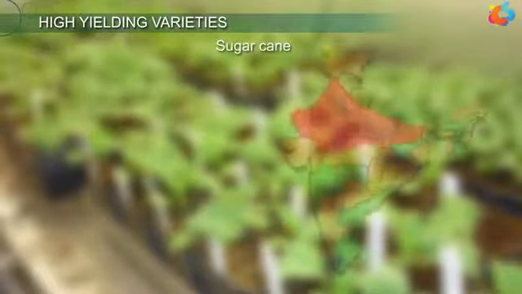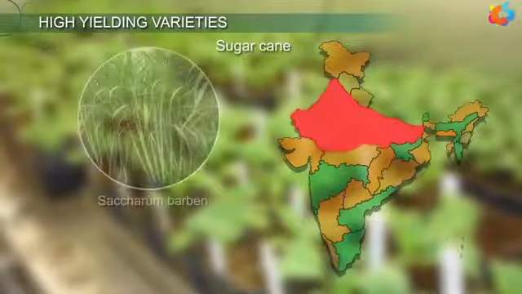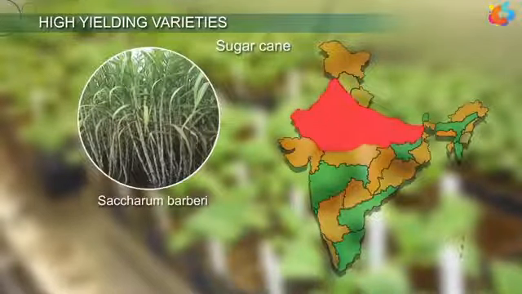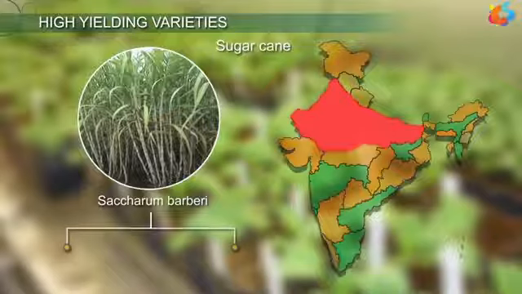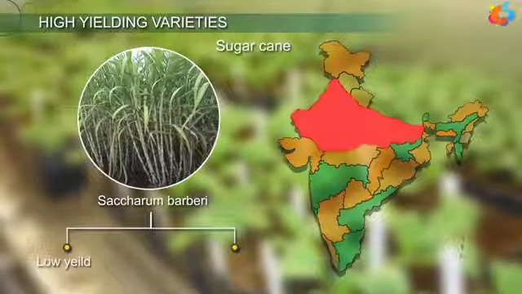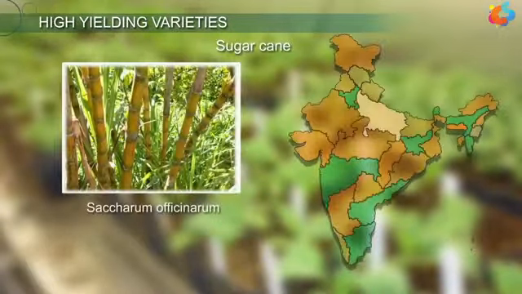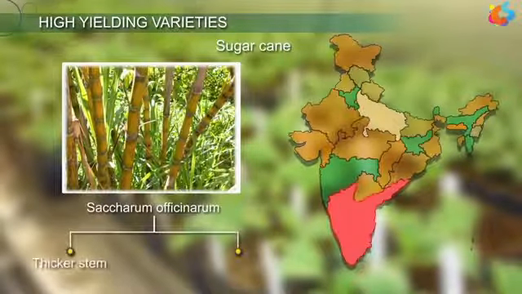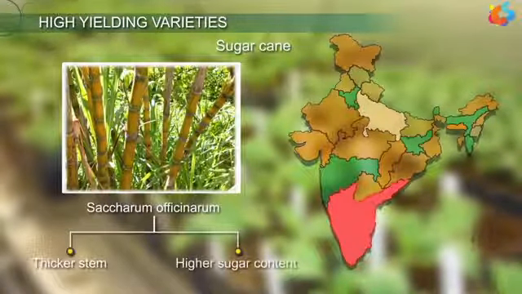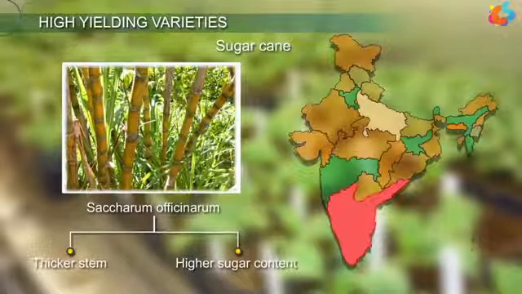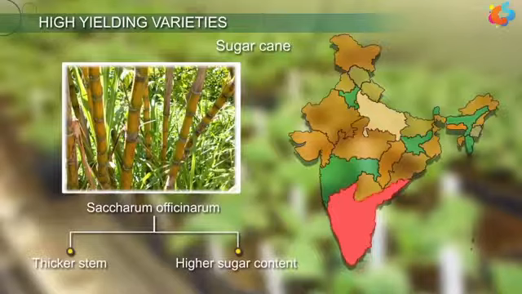Sugarcane. In North India, a local sugarcane variety, Saccharum barberi, was usually grown. The yield of this variety was low and it had poor sugar content. A tropical cane, Saccharum officinarum, grown in South India, had a much thicker stem and high sugar content. However, cultivating this variety in the north was not possible as it could not grow well in that climate.